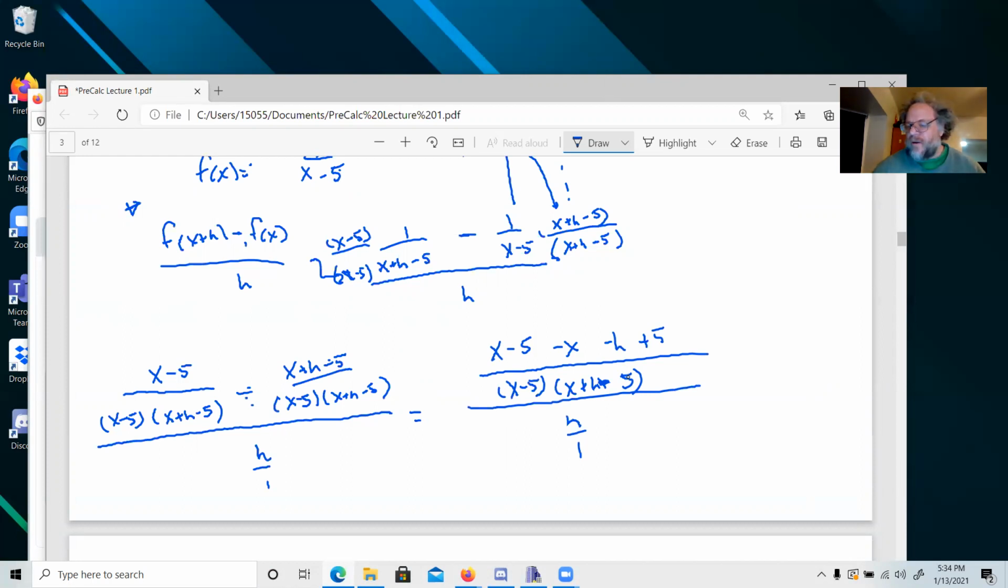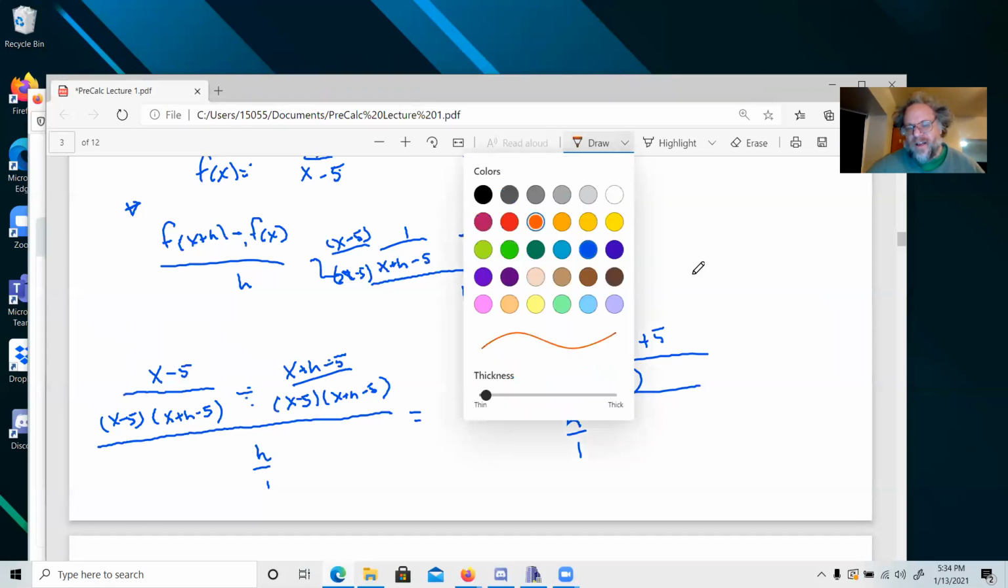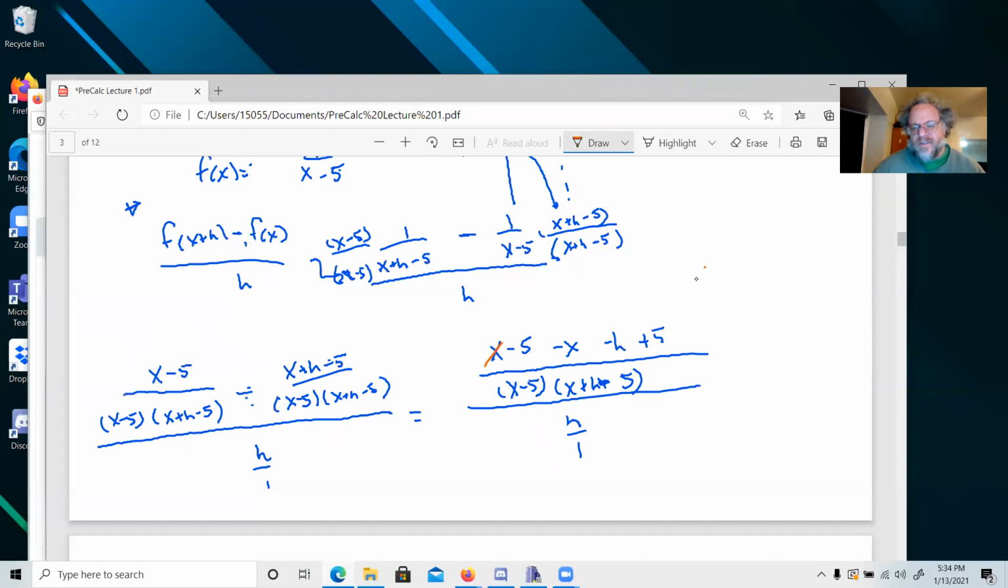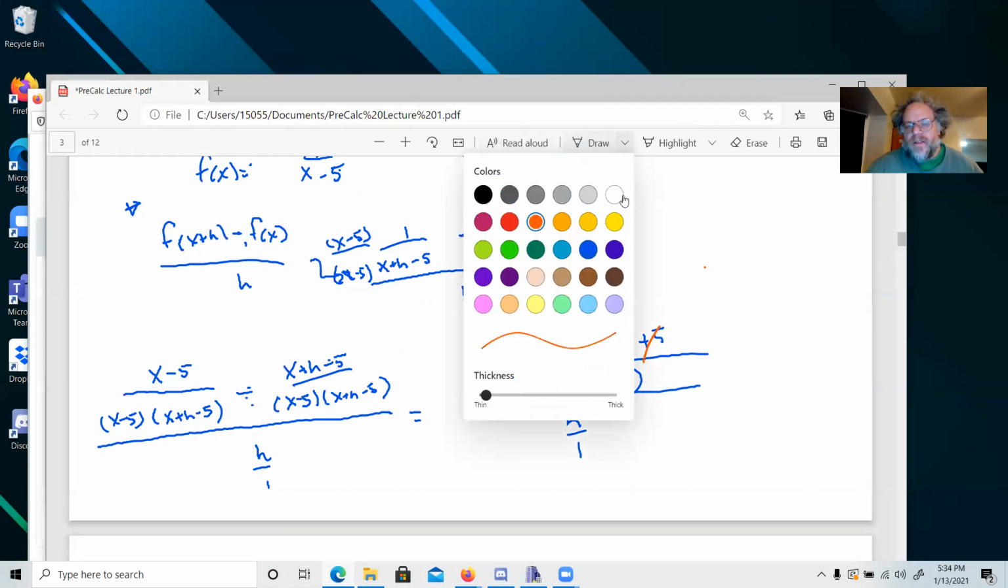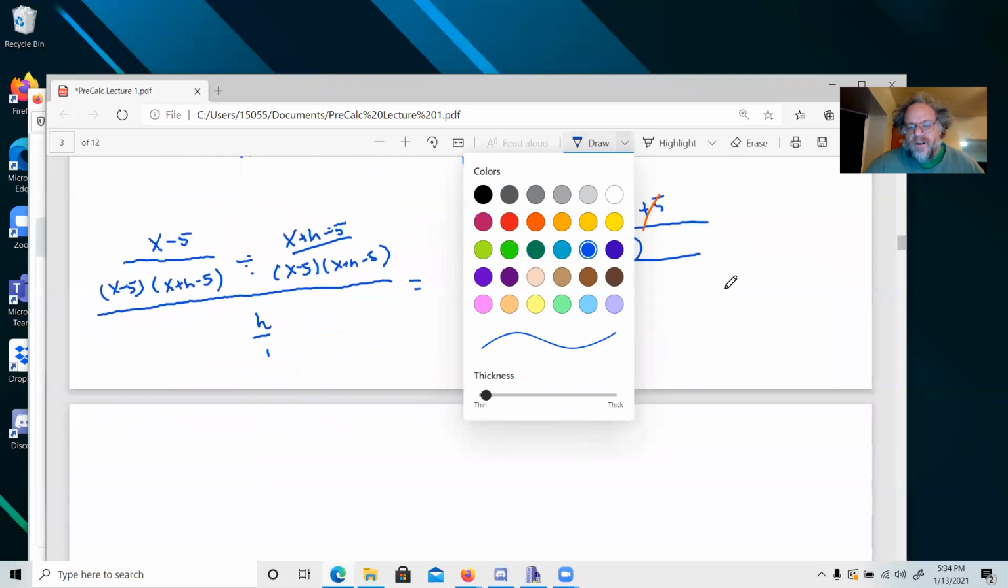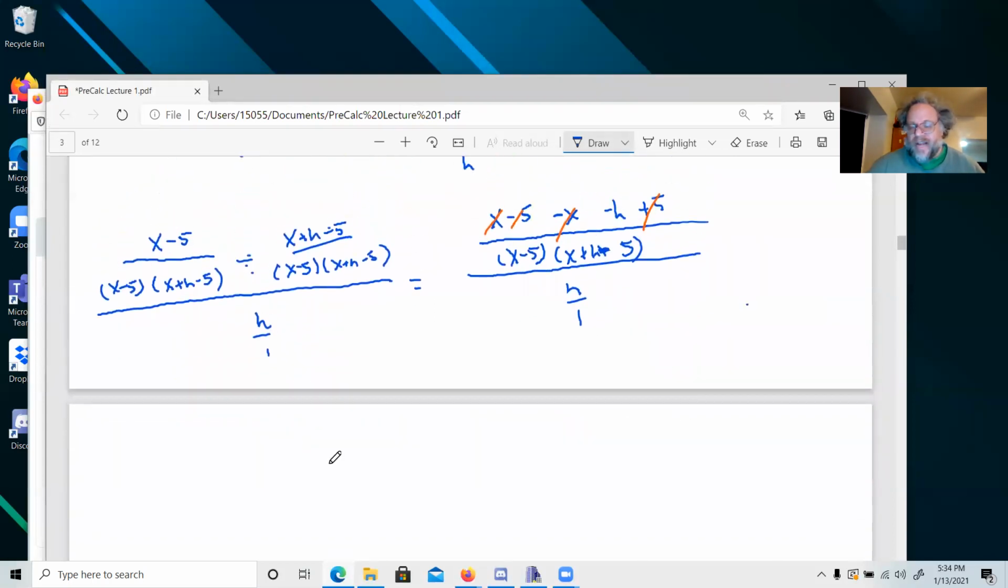Now, before we get to this part, do you see anything up here that might cancel? A couple of things, right? We have a couple of x's, those are gone. We have a couple of 5s, those are gone. So what do we have left here? Here's what we have left: a negative h over x minus 5, x plus h minus 5, all over h over 1.